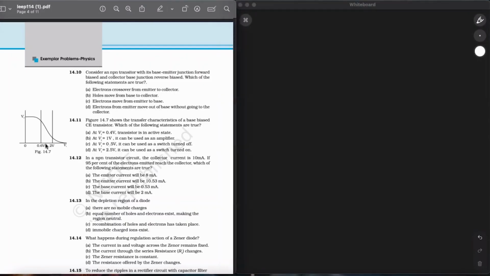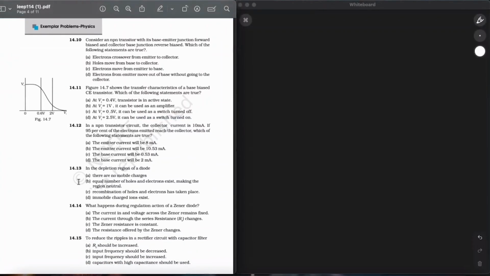In option C, when Vi equal to 0.5 volt, just before this, there is no collector current, the transistor is in the cutoff state. Yeah, this is also true. It can act as a switch, as a turned off switch. Option C is also correct. And option D, at Vi equal to 2.5 volt, this is obviously a closed circuit condition, so it can act as a switch that has been turned on.